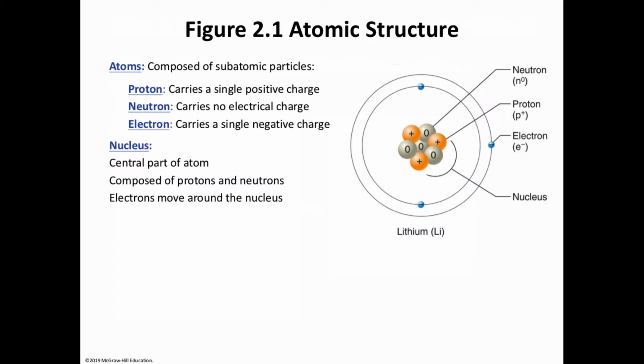For instance, given krypton, symbol Kr, with an atomic number of 36 and an atomic mass of 83.8, can you now calculate the number of protons, neutrons, and electrons?